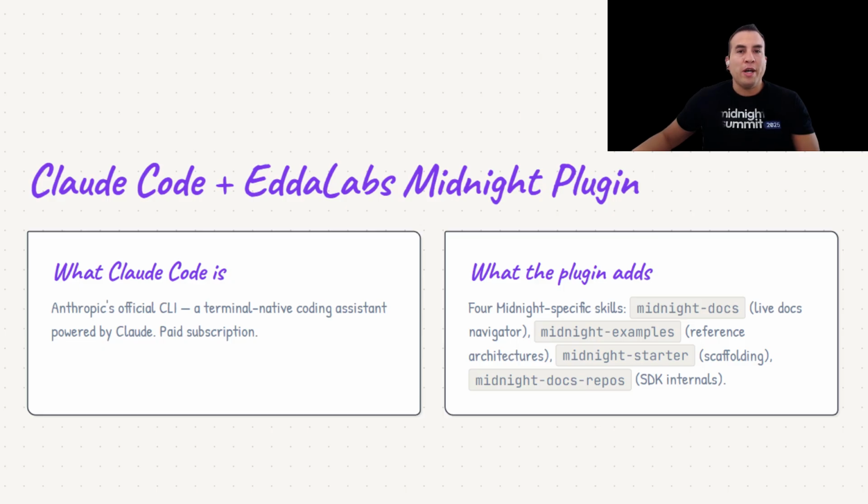Every time you ask Claude to write Compact, it can reach for exactly the right context. That's the plugin's whole value proposition. It gives the assistant curated, up-to-date Midnight knowledge on demand.